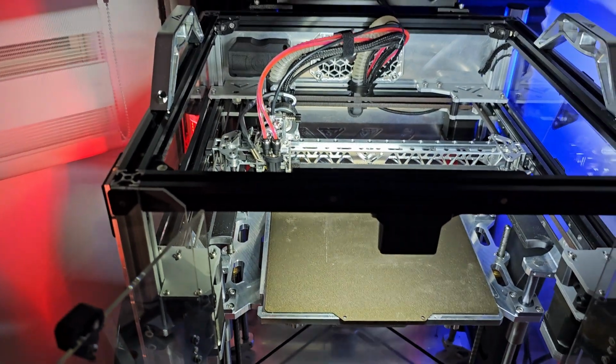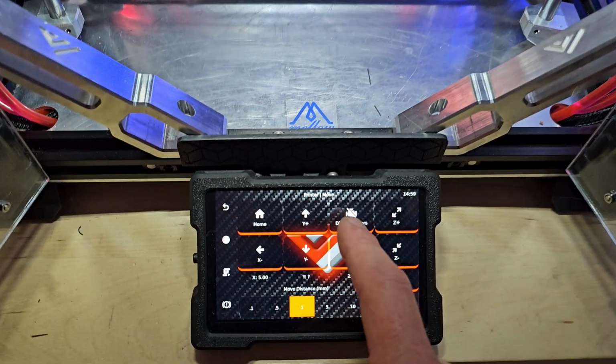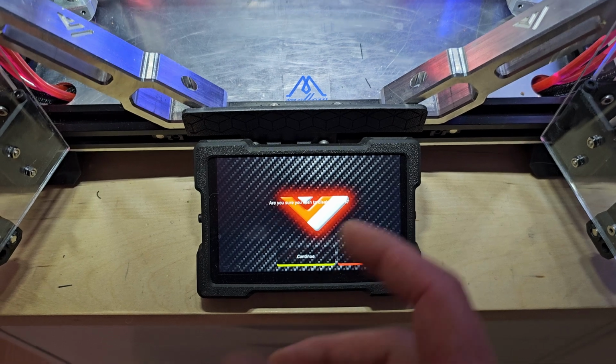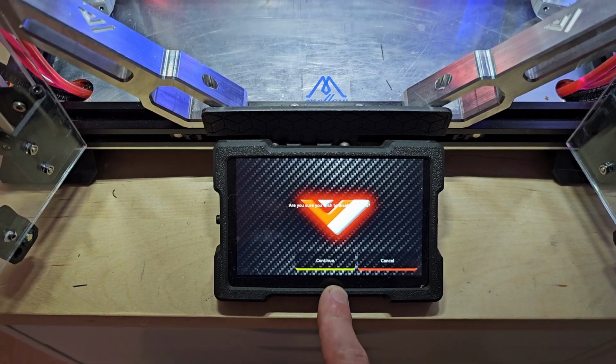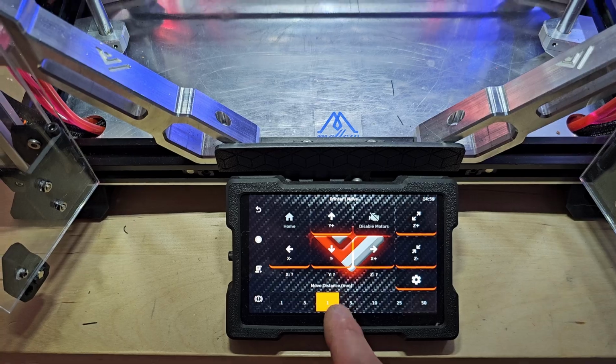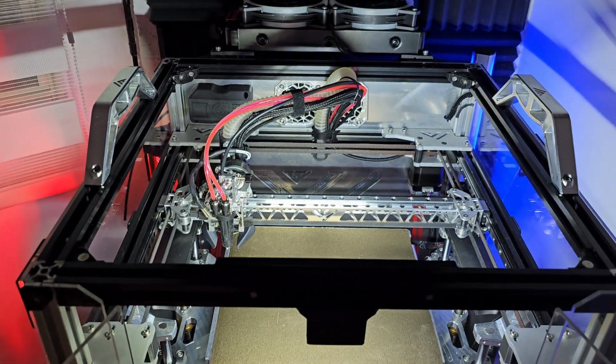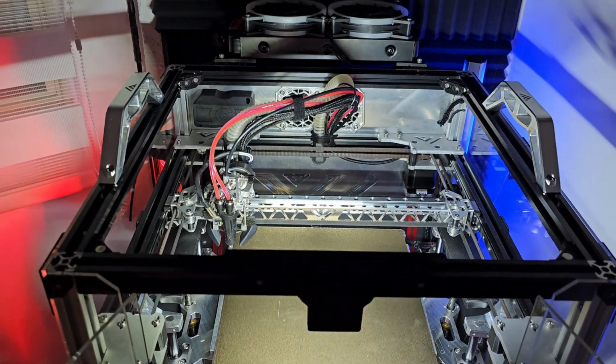A quick way to verify that is to disable motors. So when you disable motors, it should be very quiet. You should not hear a loud tick. So let's do that and listen. Did you hear that? That was just a tiny tick. So that's another way of knowing if you're out of sync.